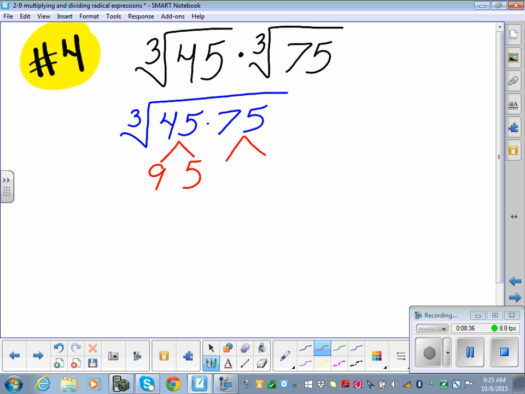3 times 25. Let's go with that one. All right, let's look down here. Can we break down any more of these? 9 breaks down into 3 times 3. 25 breaks down into 5 times 5.